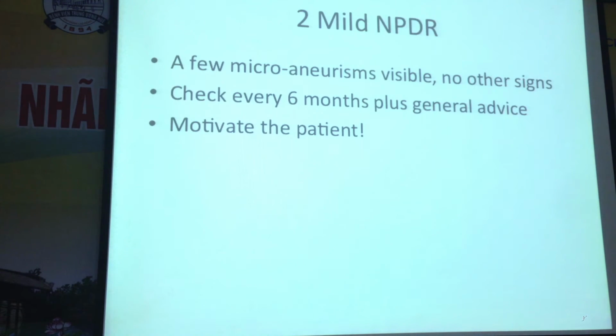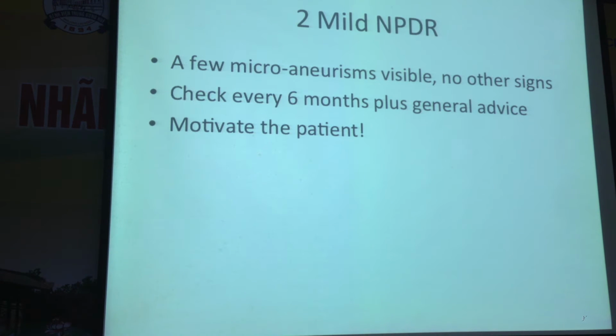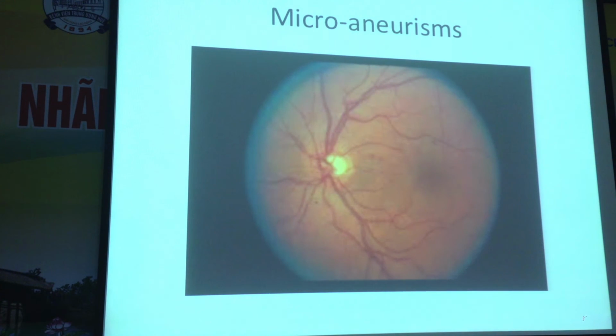It's a picture of the normal retina again. Mild non-proliferative diabetic retinopathy. Normally what we can see is a few microaneurysms and no other signs. Vision is still 20/20. What I do normally, and what is the protocol internationally, is check them every 6 months and give them good advice again.